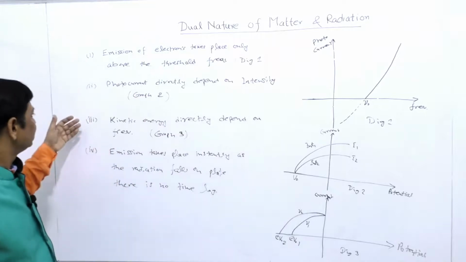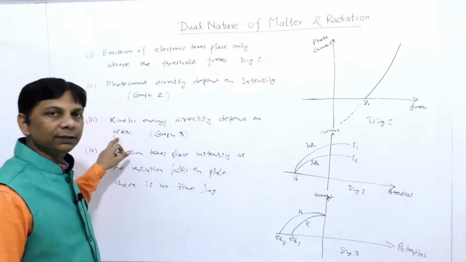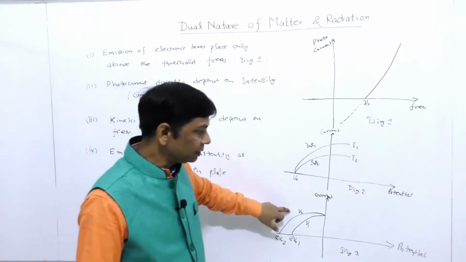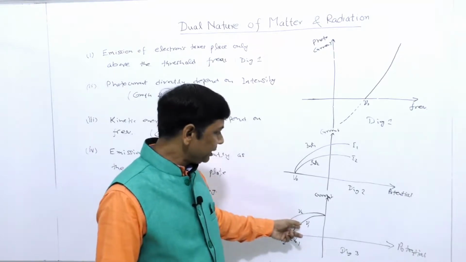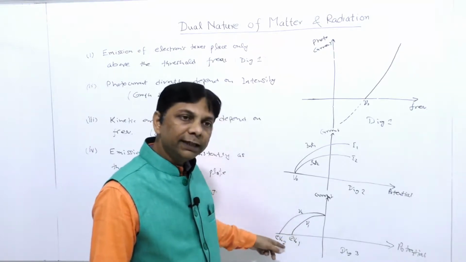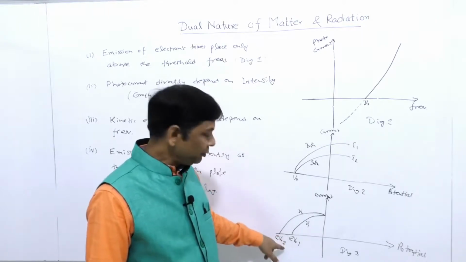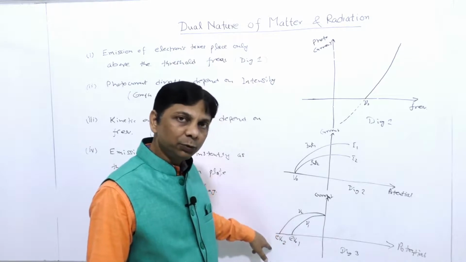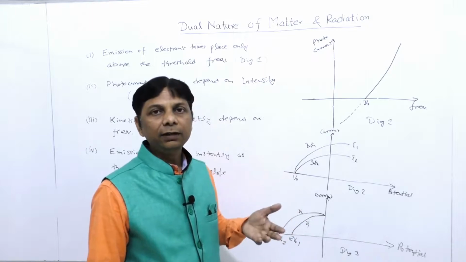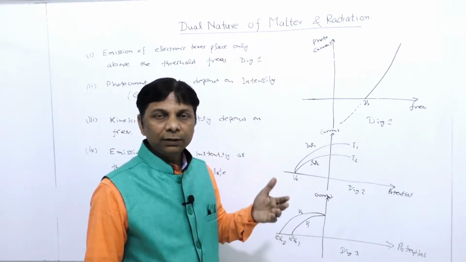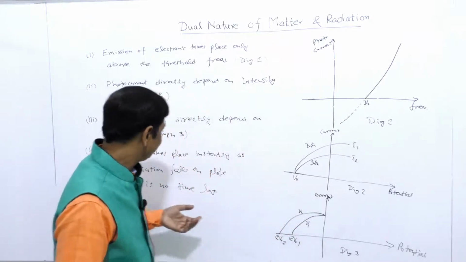In the third law, kinetic energy directly depends on frequency. This is shown by the third graph. In this graph, you can see that two different frequencies cause two different kinetic energies and two different stopping potentials, eV0 1 and eV0 2, but they have a common current. That means current is independent of frequency. Frequency only changes the kinetic energy of the electrons.